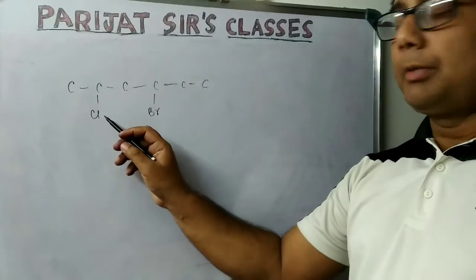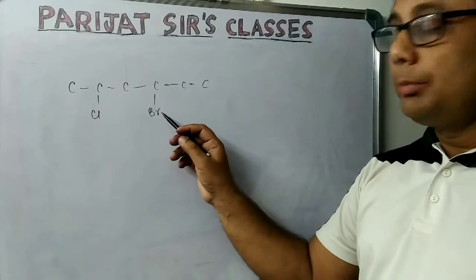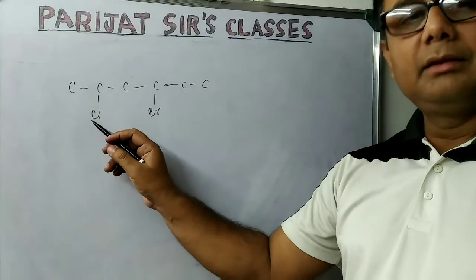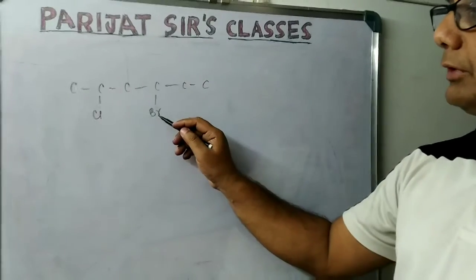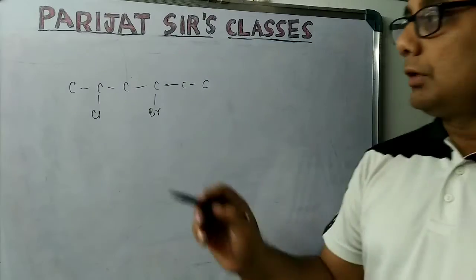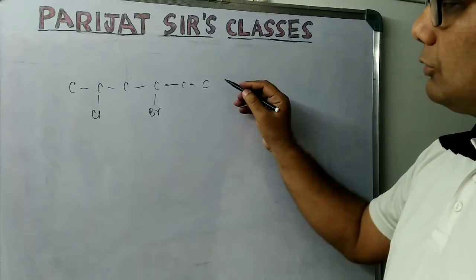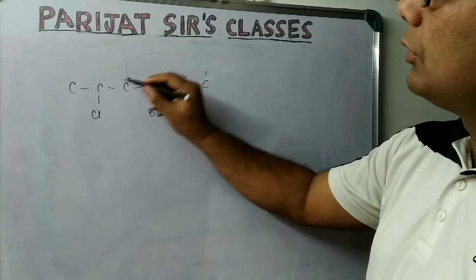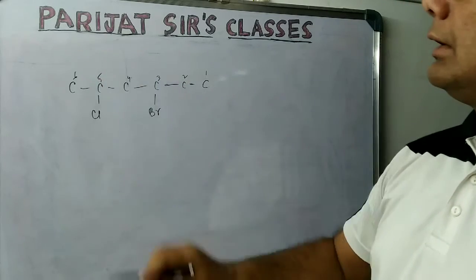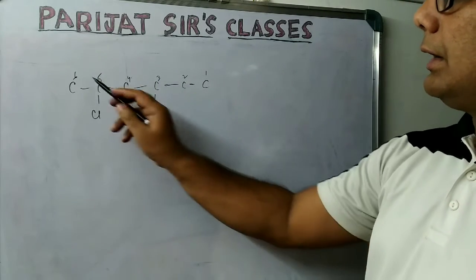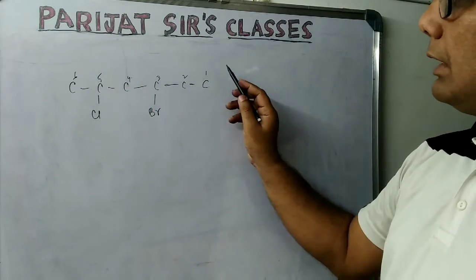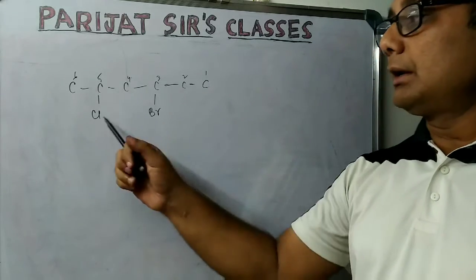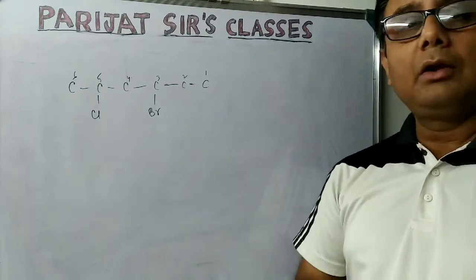So I will give preference to the bromine because alphabetically B comes, then C comes. So I will give the preference to the bromine. So what will happen? Bromine is attached here, so I will start numbering from here. 1, 2, 3, 4, 5, 6. If I started from here, it would get 1, 2, 3, 4. From here it is 1, 2, 3. Bromine, B comes first alphabetically, then C. So it should have the lowest position.